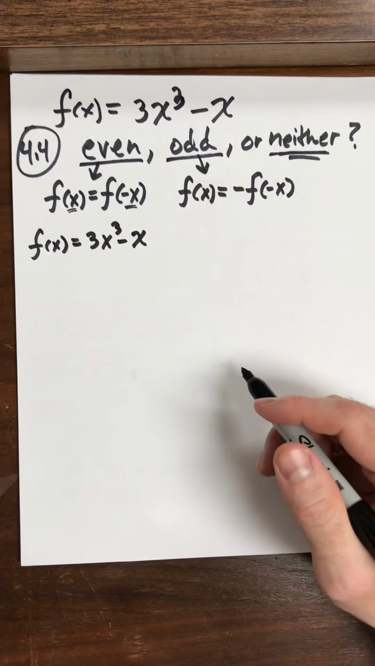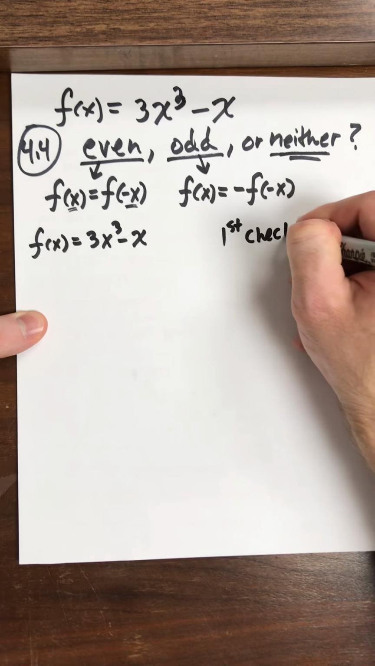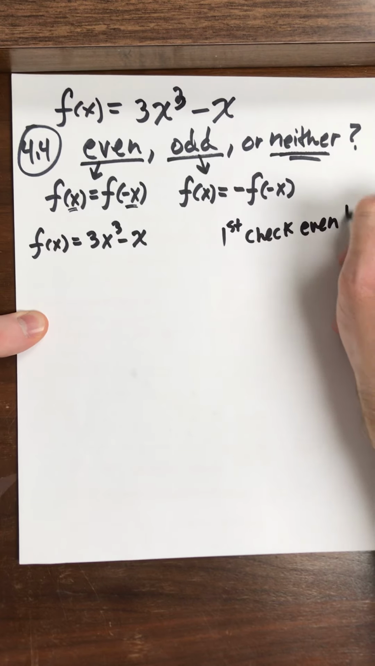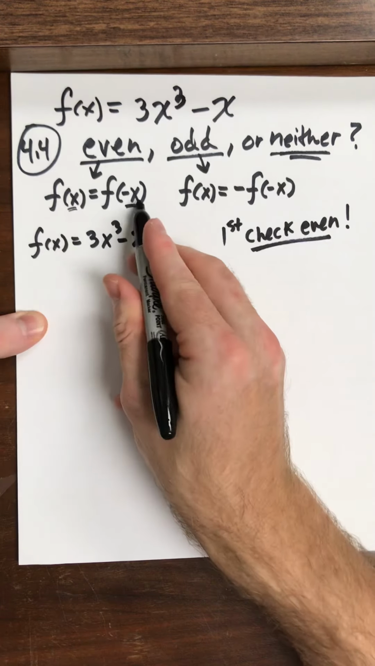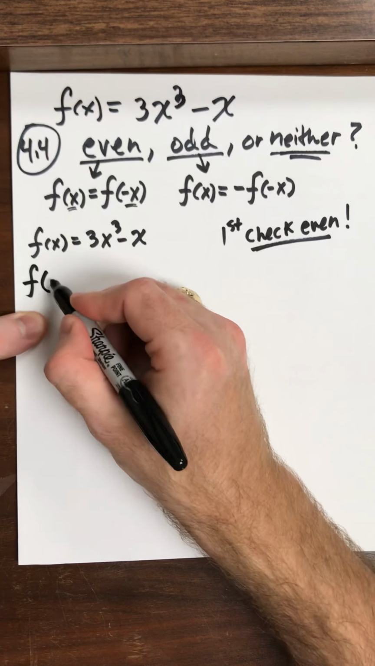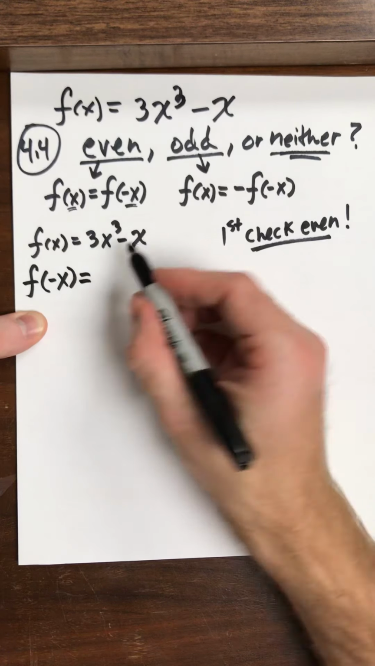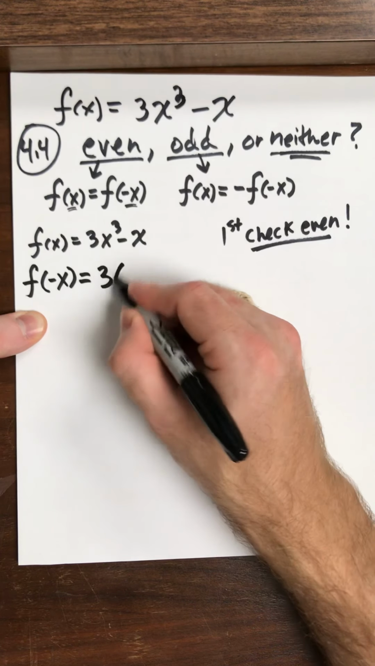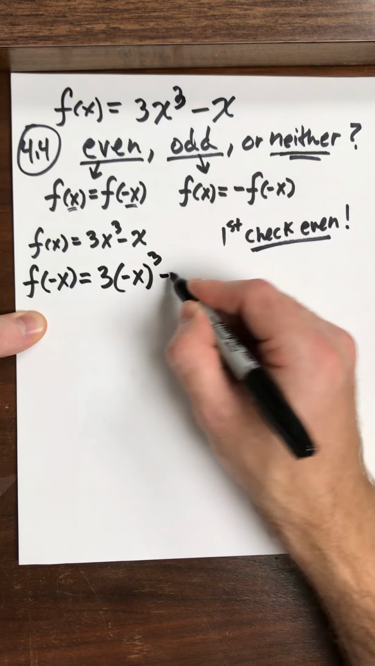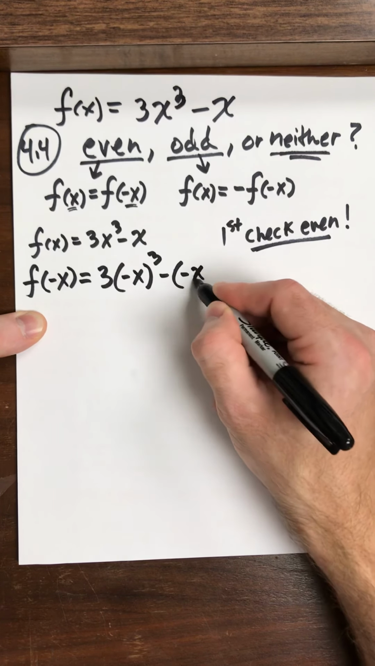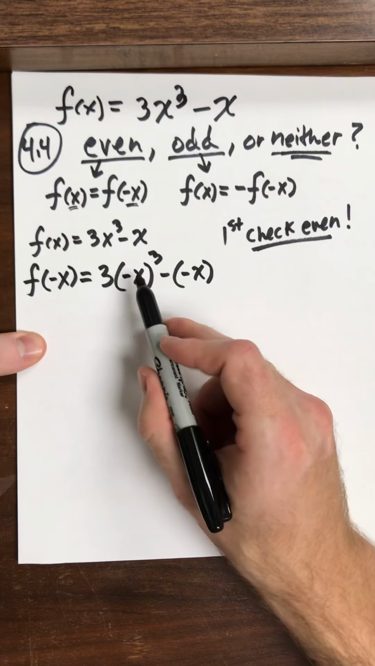I'm going to ask you to figure it out. So what I like to do is first, I check for even, okay? I check for even first, and I'm going to show you why in just a second. But how do I check for even? I plug in a negative x everywhere I see an x. So when I do this, I get 3 times, and then parentheses, negative x cubed, minus, and then parentheses, negative x. Okay, now when I plug this in, I have to simplify.